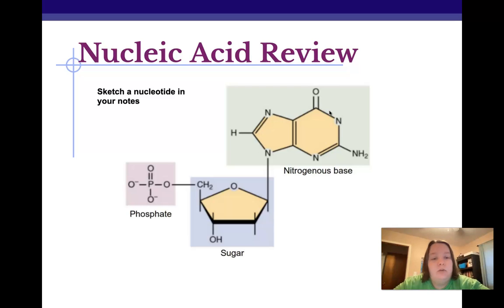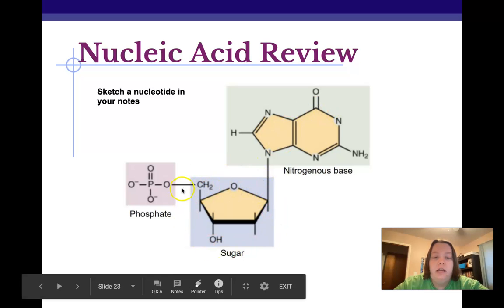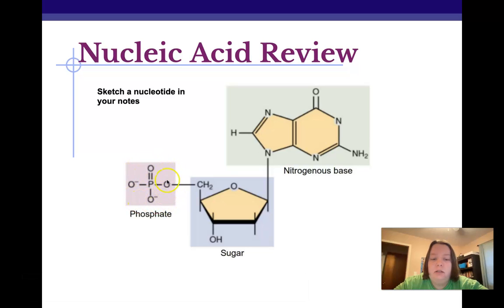So here is a nucleotide for you to sketch out and label in your notes. Again, you have your sugar. In DNA, the sugar is called deoxyribose. Again, that's where DNA gets its name, from the sugar. It has a phosphate on the side. Phosphates are typically represented with a circle. And then a nitrogen base. The nitrogen bases have different structures we're going to talk about in a few minutes.